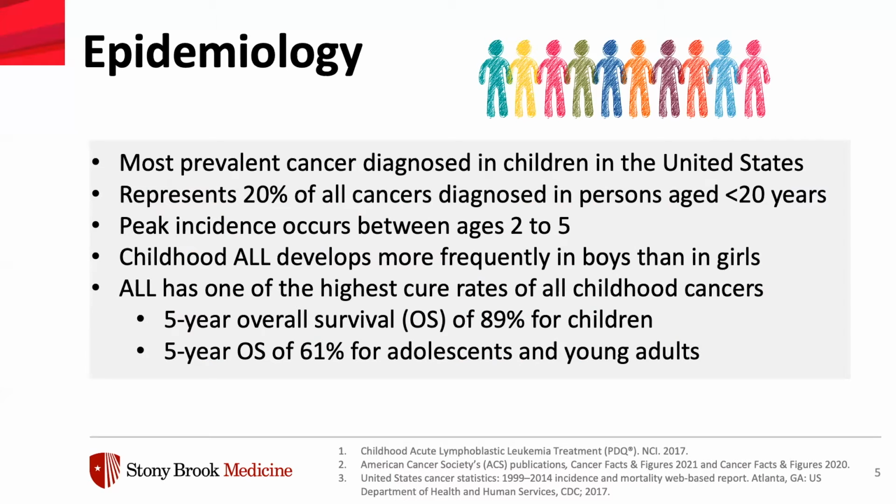But the good thing is that ALL does have one of the highest cure rates of all the different childhood cancers. So the 5-year overall survival rate is about 90% for children, and that's increased drastically from the 1960s when the overall survival rate was estimated to be just under 10%. And it's a little bit less too for adolescents and young adults because their 5-year overall survival rate is averaged to be about 61%.